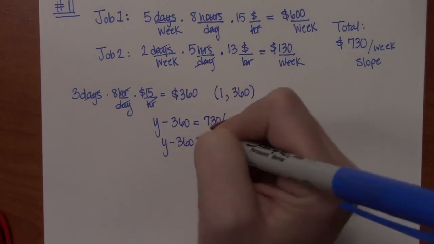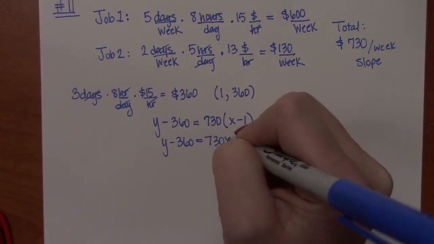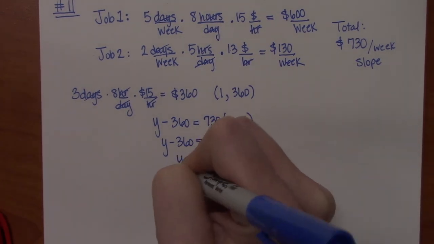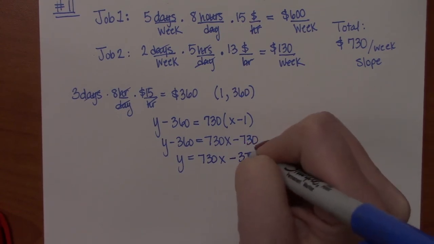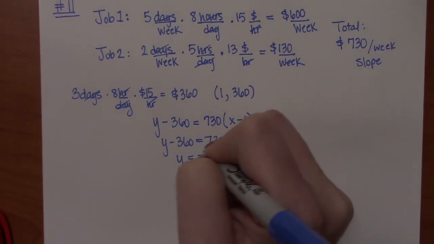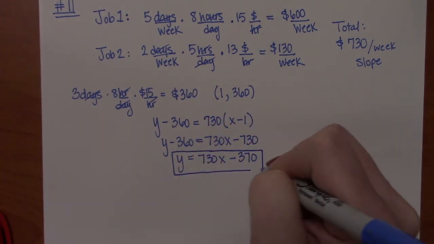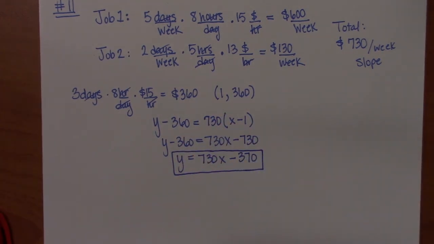I'm going to distribute the 730 and then add 360 to both sides. Be careful about transposing numbers here, because it is 730 and then 370 is what the intercept worked out to be. If you plug in 1, you'll see that the first week he made 360, and then every subsequent week he makes an additional 730. So it accounted for the data points that we needed.